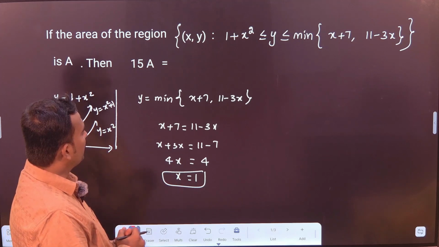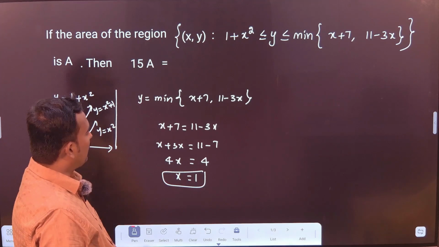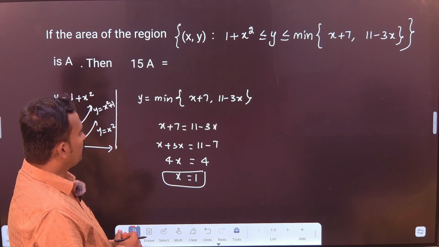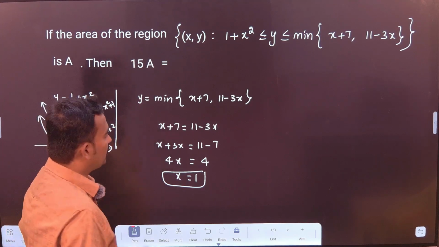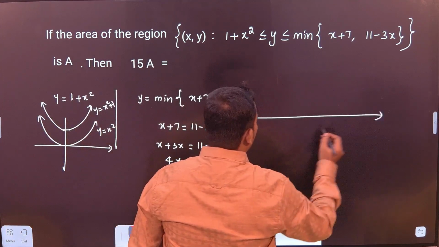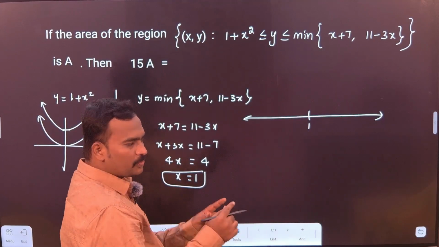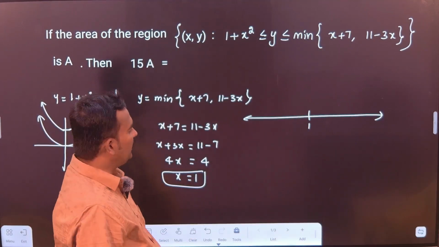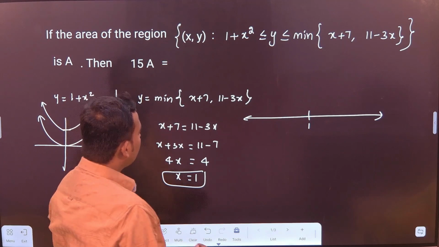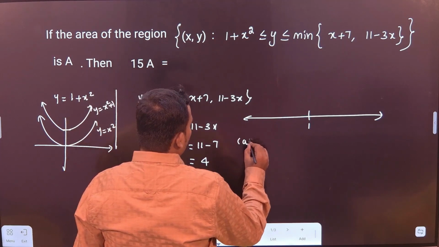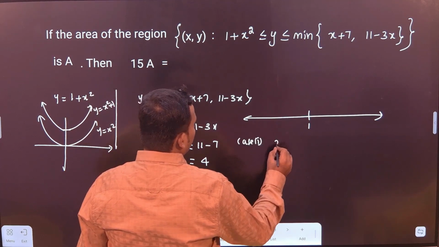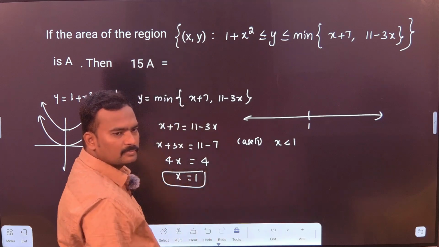Okay. Now you have to draw the graph, right? So how to redefine the functions first? First, you have to mark it on the number line. 1 is the breaking point here. At this point only, these two graphs intersect. Okay, fine. So for case 1, you can take x strictly less than 1.